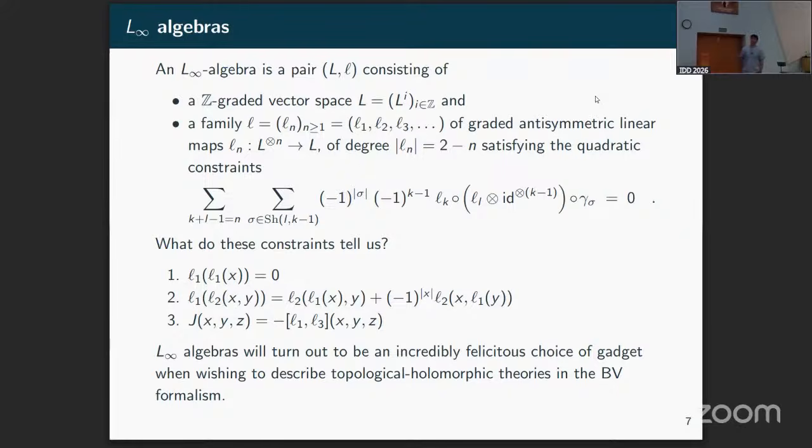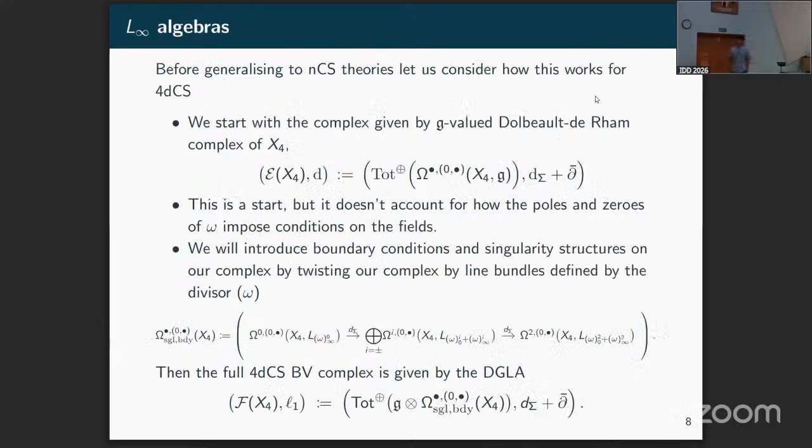It's actually equal to this commutator term here, which basically says that this L3 bracket, which is the higher bracket over L2, in fact acts as a homotopy for the Jacobi identity. So the Jacobi identity is satisfied up to some notion of homotopy. Or if you want a takeaway, it's nearly a Lie algebra, but not quite a Lie algebra, but it's a Lie algebra up to nice relations. And basically, these are an incredibly felicitous choice of gadget when you are trying to describe topological holomorphic theories in the BV formalism.